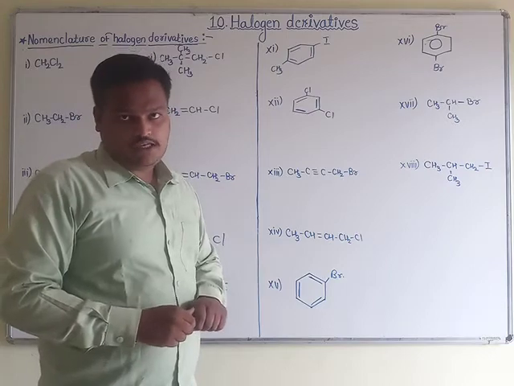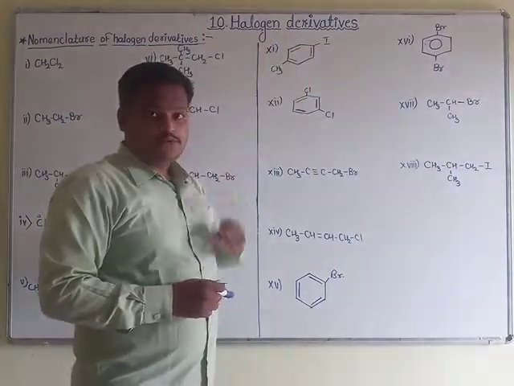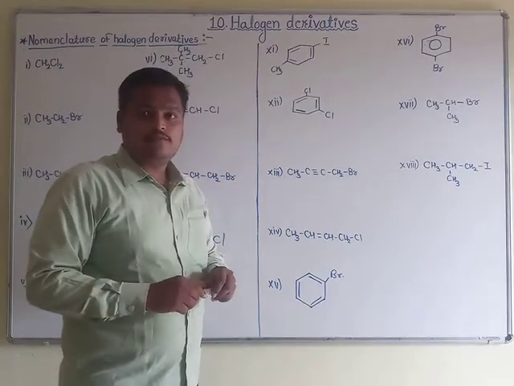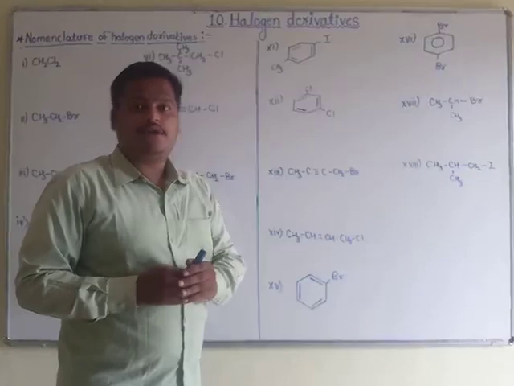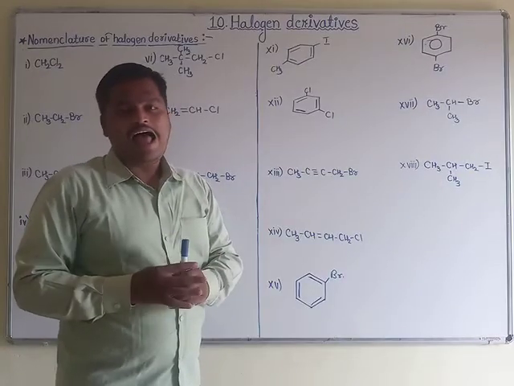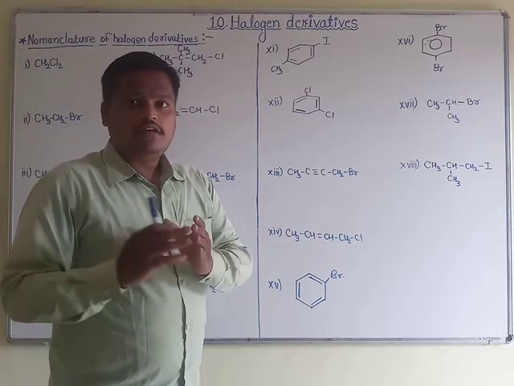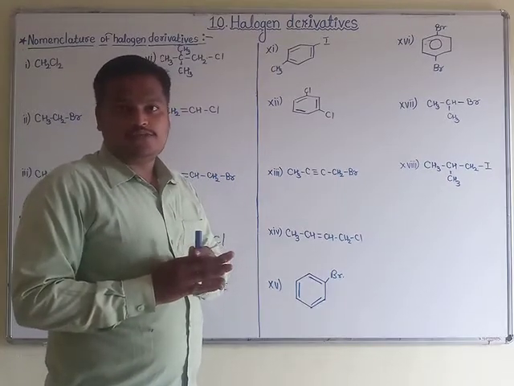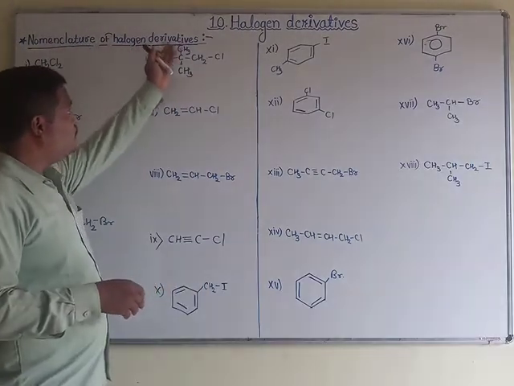Today we are going to see the next point of halogen derivatives. In our last lecture we learned the introductory part and classification of different types of alkyl halides. Today we are going to start the nomenclature of halogen derivatives.